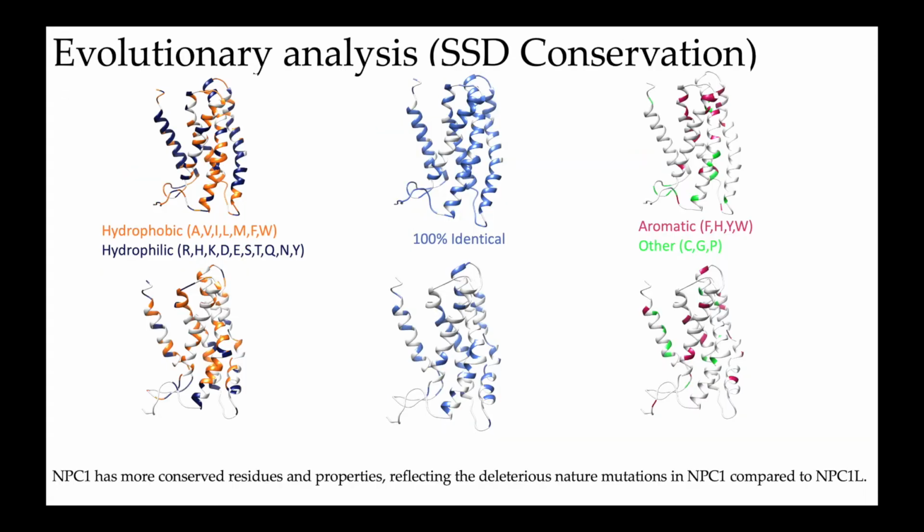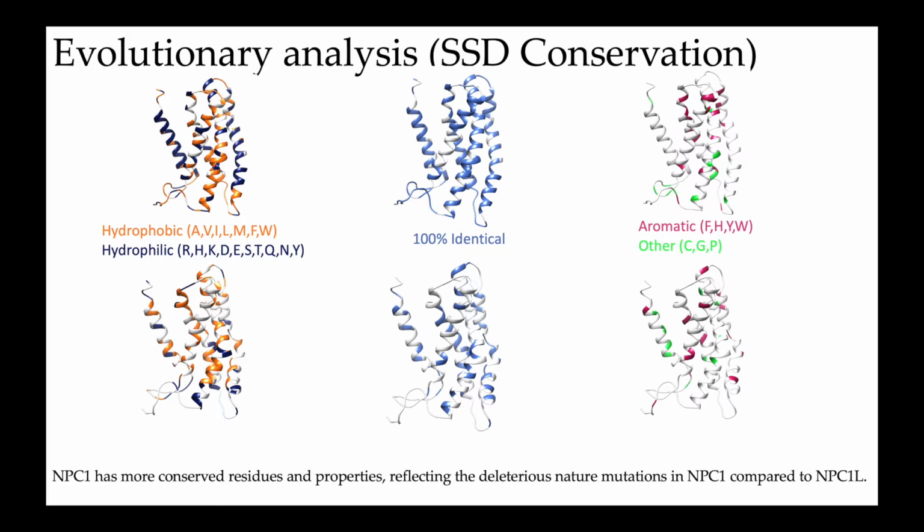So next, using the clades that I mentioned were super important in the previous slides, we looked at residue and property conservation in the clades with NPC1 and NPC1-like Homo sapiens sequence. So the 2 pictures in the middle are the identical ones. If it had 100% identical, same amino acid conservation in the whole clade in a position, it's blue, which is important because having identical amino acids is even more important than having property sharing ones, right? The ones on the left are also important to note.